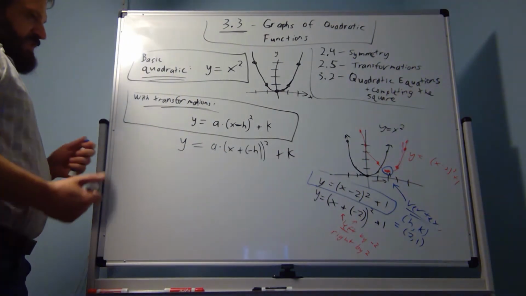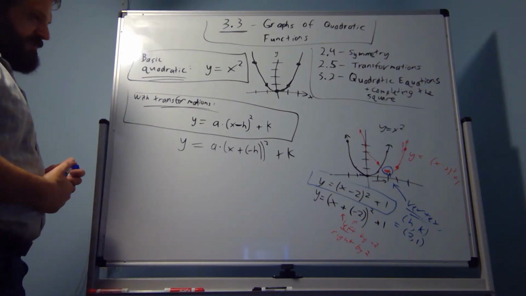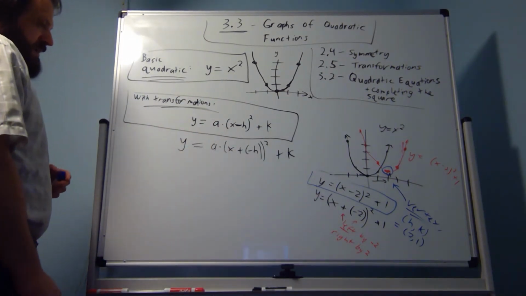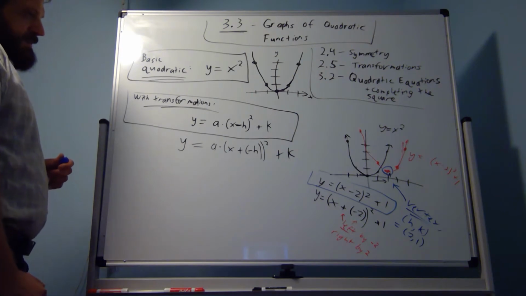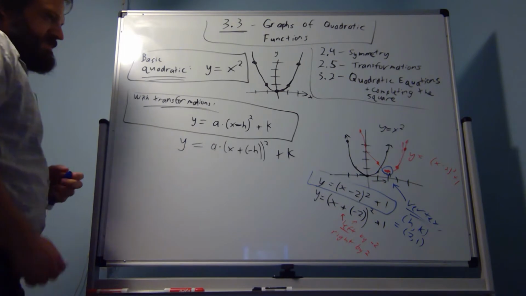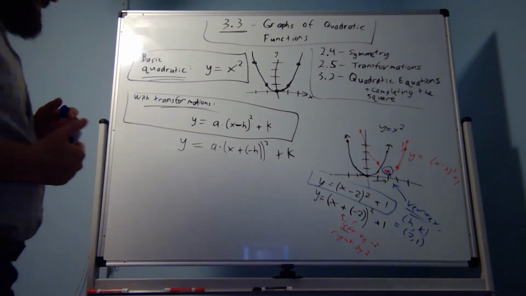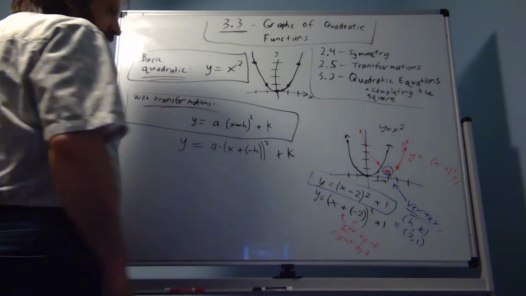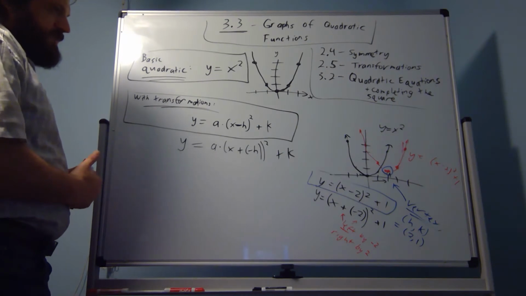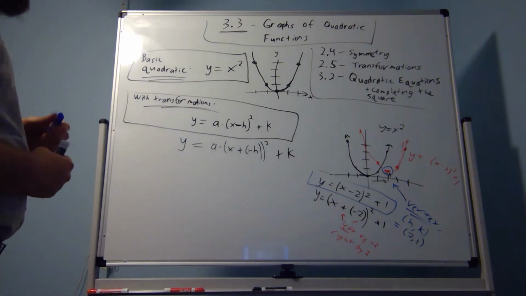But when we want to have the simplest representation, we write it down this way as a times (x minus h) squared plus k, then it's in this standard form. And there's a vertex, so it's h and k, which in this case is 2, 1.